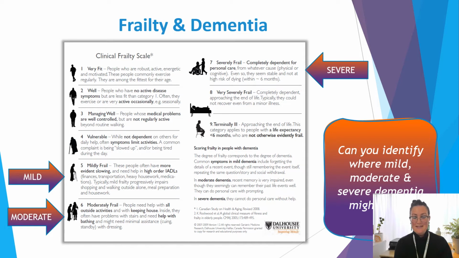And here's someone with a severe impairment. Someone who's completely dependent for personal care and ADLs, they need that constant support and cognitive prompting, and they probably will need some physical assistance as well. Even so though, they seem stable and they're not at high risk of dying within 6 months.